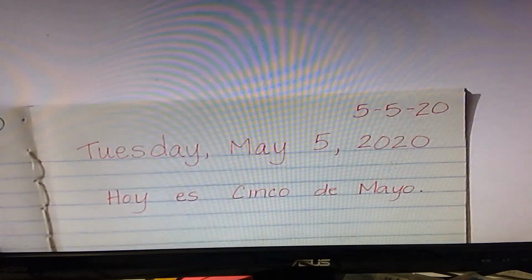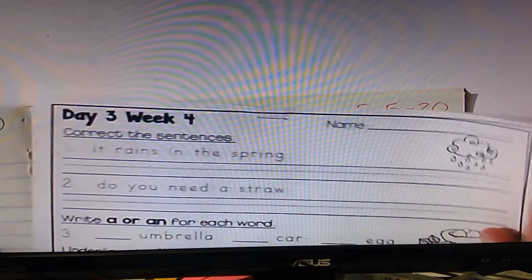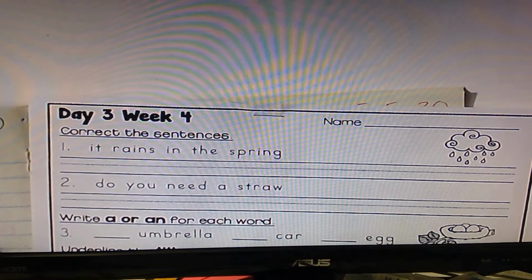Okay, all right. I hope you did your morning work. If you didn't yet, go ahead and pause and get that done. It's the day 3, week 4 morning work. All right, go for it.